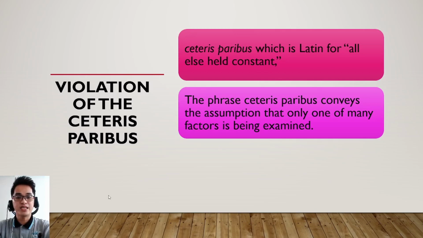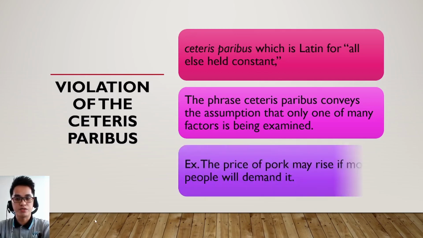Here's an example of violating the assumption of ceteris paribus. Now, let's say the price of pork may rise if more people demand it. This may be true, but again, there are other factors that may affect the price of pork, like an increase in production cost, supply problems caused by African swine flu, and many more. Again, neglecting this assumption may lead to a faulty decision or conclusion. That's why ceteris paribus needs to be considered in an economic analysis.